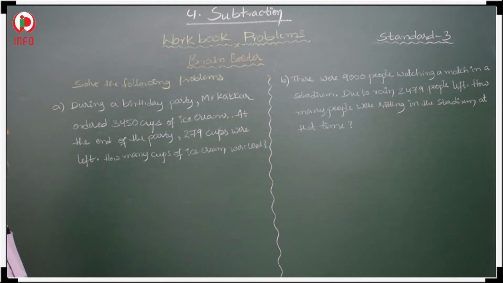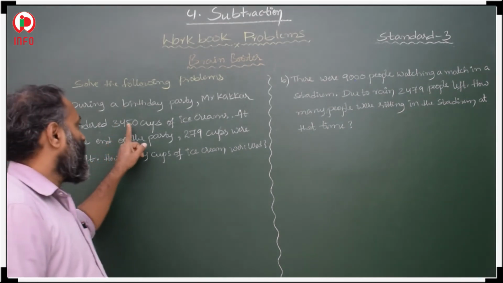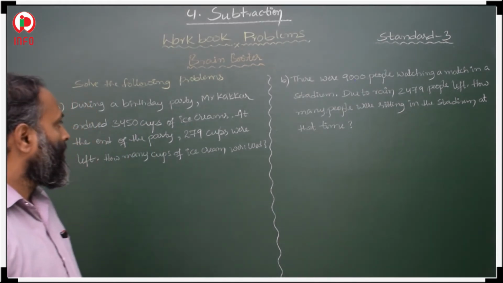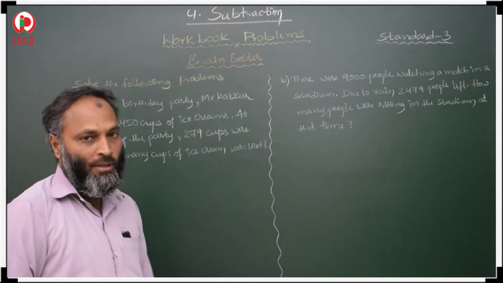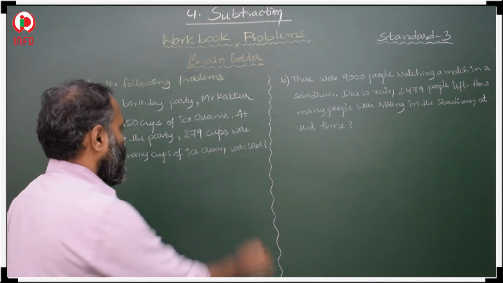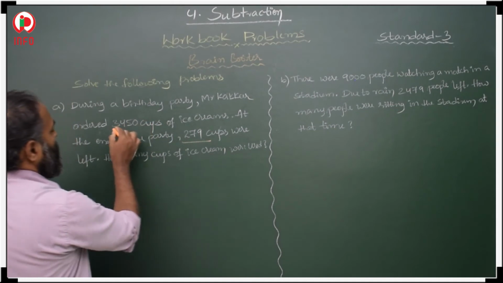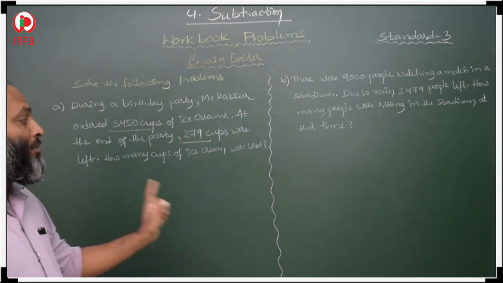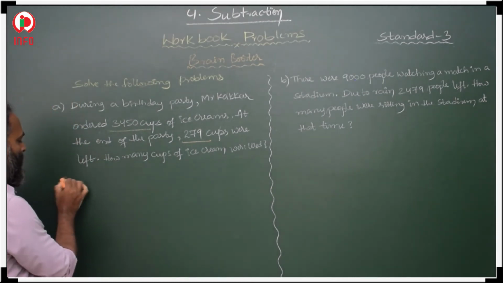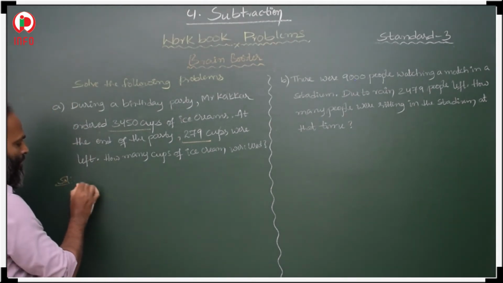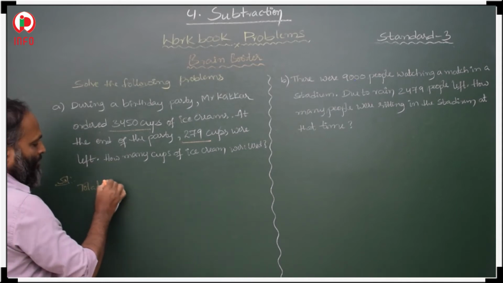Now word problems. During a birthday party, Mr. Kakkar ordered 3,450 cups of ice cream. Then at the end of the party, 279 cups were left. This many cups were left, this many cups were ordered. Then how many cups were used? It means we have to do minus. Then total ice cream cups.